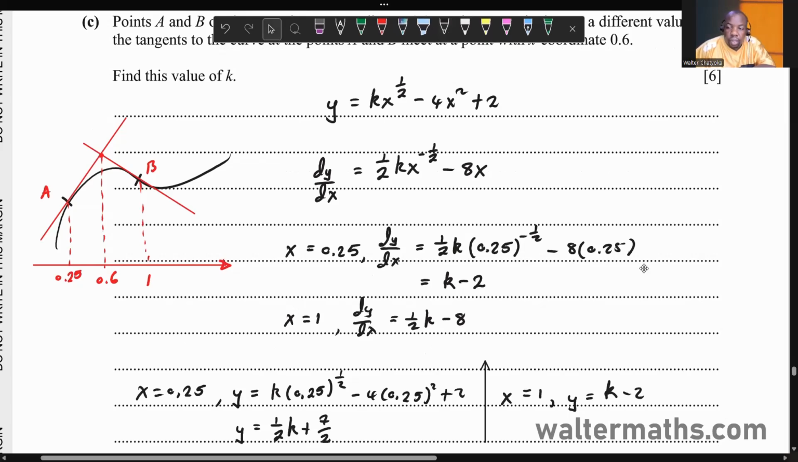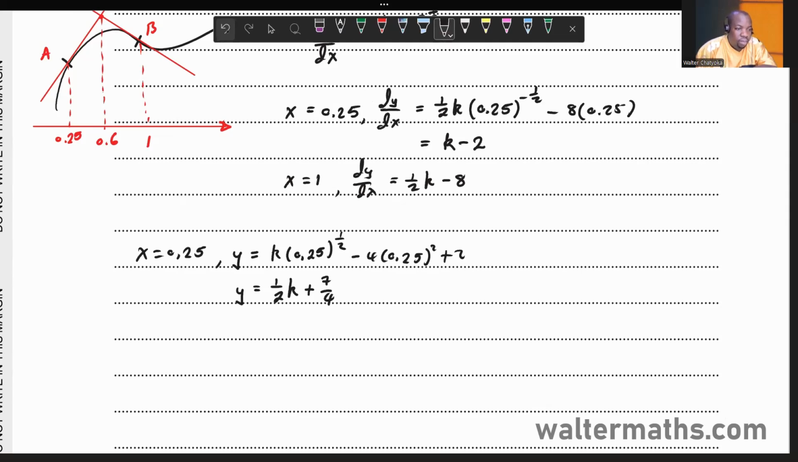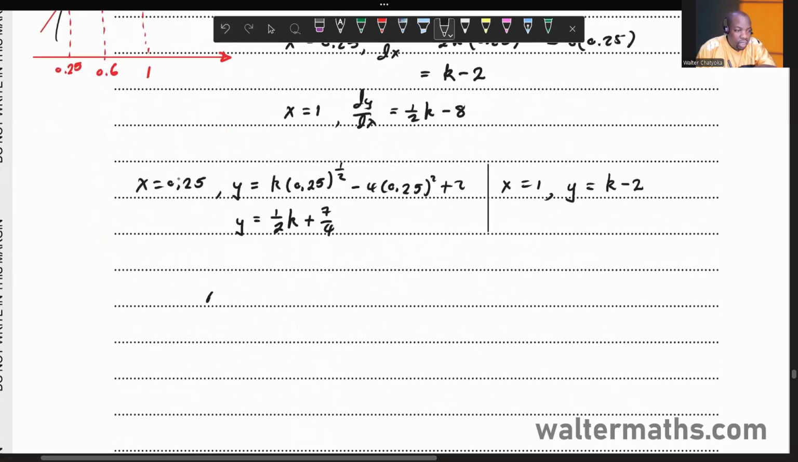Okay, so we are saying here that the coordinates of A will be 0.25 and half k plus 7 over 4. And at B, that's 1 and k minus 2. When x is 1, substituting into here, y will be k minus 2. All right. So the coordinates of A are 0.25 and half k plus 7 over 4. And the coordinates of B are 1 and k minus 2.